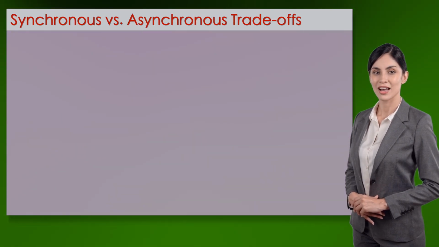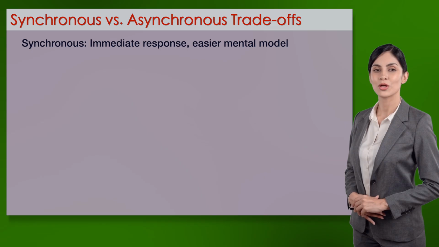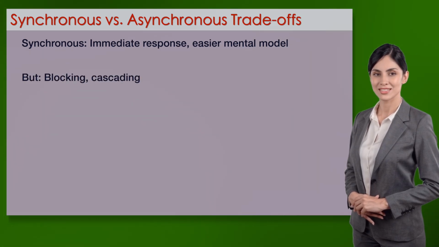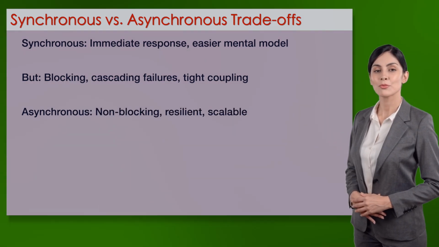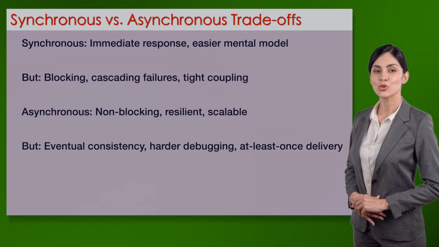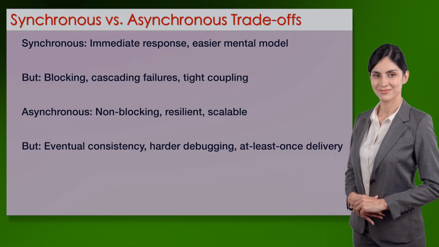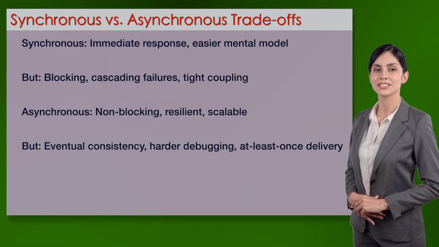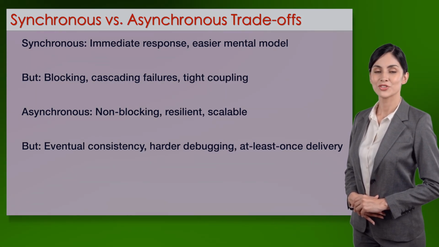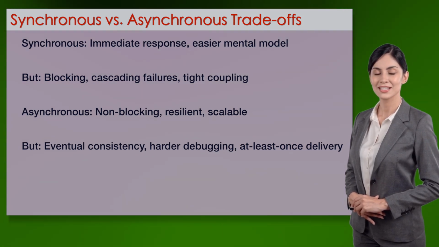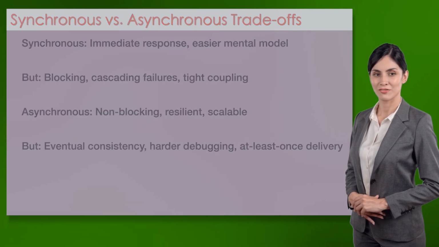Let's compare the trade-offs honestly. Synchronous HTTP request-response gives immediate responses and a simple mental model. You call, you get a result. But it blocks threads, propagates failures, cascading, and creates tight temporal and spatial coupling. Asynchronous, queues, pub/sub, is non-blocking, resilient to downstream failures, and scales horizontally with ease. The trade-offs are eventual consistency, data may lag, more complex debugging, distributed tracing needed, and delivery guarantees like at least once, possible duplicates, or exactly once with extra effort.